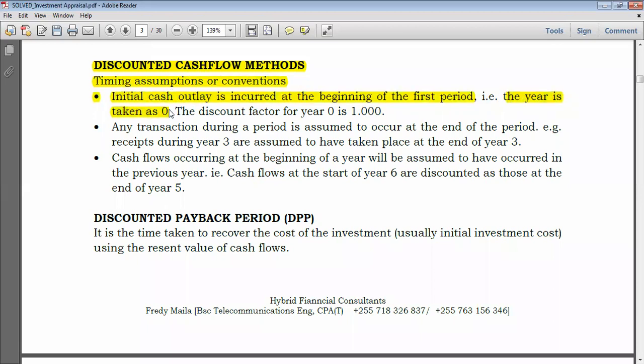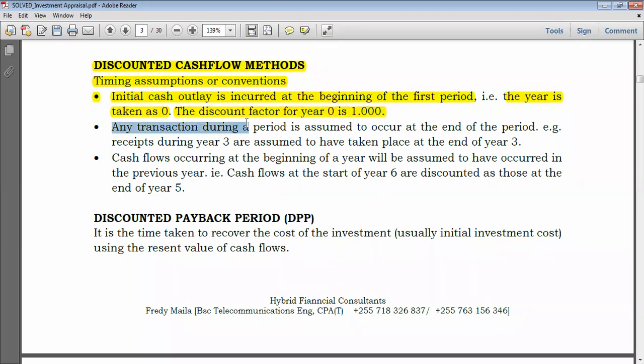When you want to discount something, you would have to consider the end of that period, so that you know how much to discount. So the beginning of year one means the end of year zero, and so the discount factor for year zero is 1. That means the end of year zero is now. So I cannot discount anything because I'm now, it is where I need it to be. All right, so we proceed.